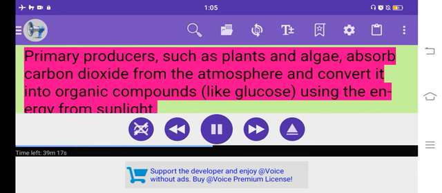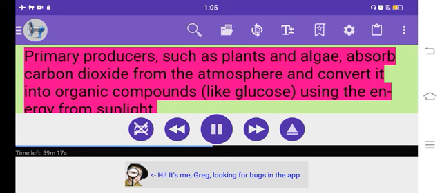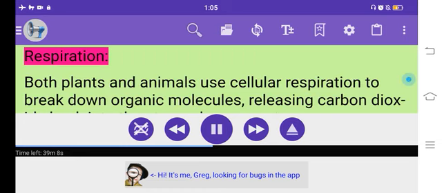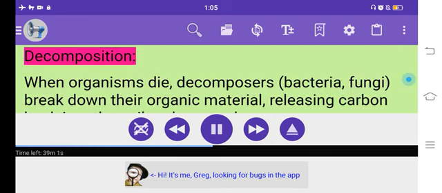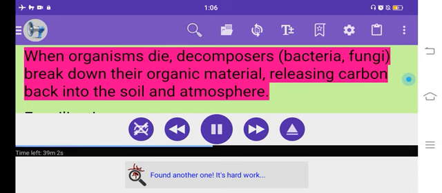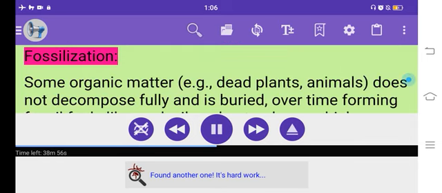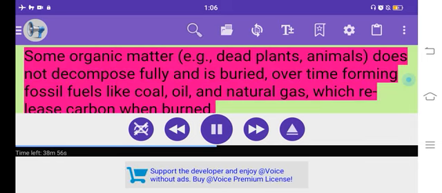Primary producers, such as plants and algae, absorb carbon dioxide from the atmosphere and convert it into organic compounds, like glucose, using the energy from sunlight. Respiration: both plants and animals use cellular respiration to break down organic molecules, releasing carbon dioxide back into the atmosphere or water. Decomposition: when organisms die, decomposers (bacteria, fungi) break down their organic material, releasing carbon back into the soil and atmosphere. Fossilization: some organic matter, e.g., dead plants and animals, does not decompose fully and is buried, over time forming fossil fuels like coal, oil, and natural gas, which release carbon when burned.